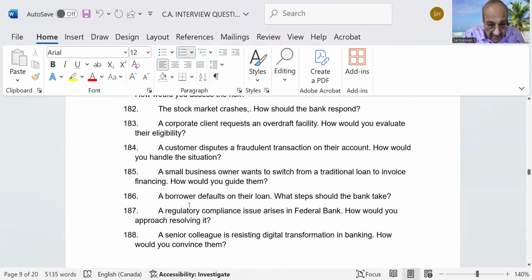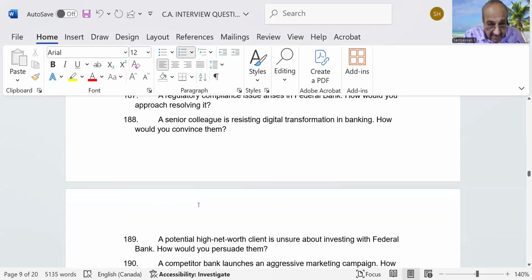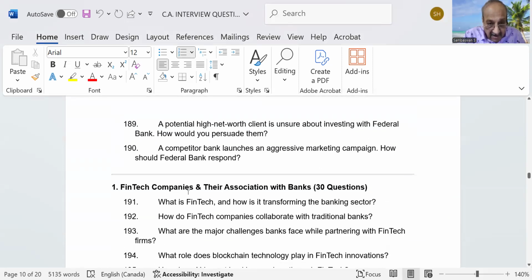Then the next one: a borrower defaults on their loan. What steps should the bank take? Next question: a competitor bank launches an aggressive marketing campaign. How should Federal Bank respond?